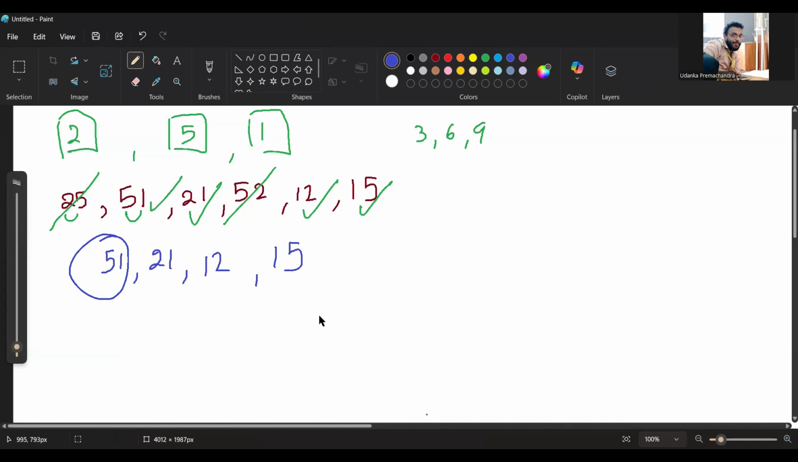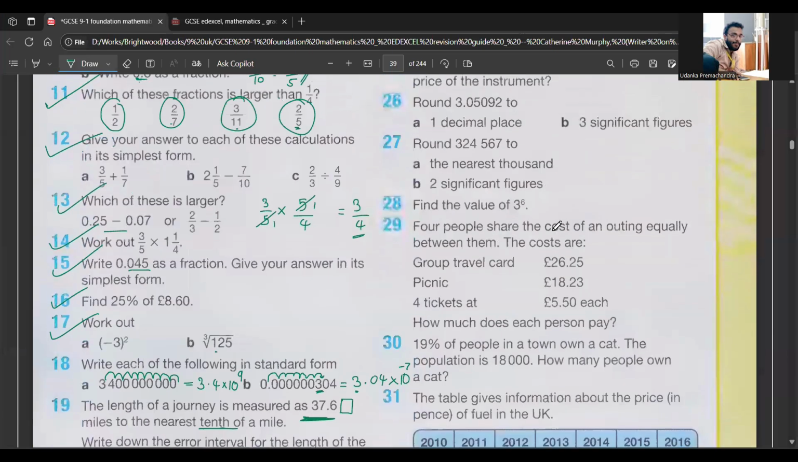Just a small thing. They are asking in a different way. That's a specialist thing.